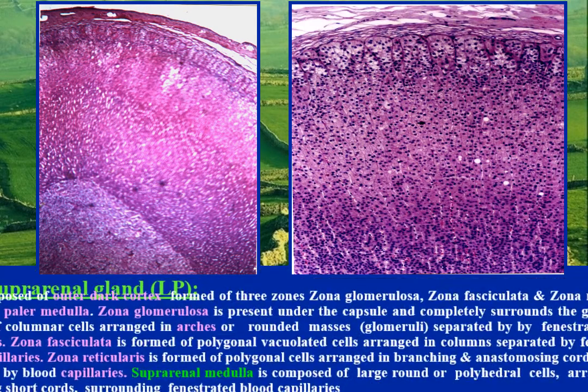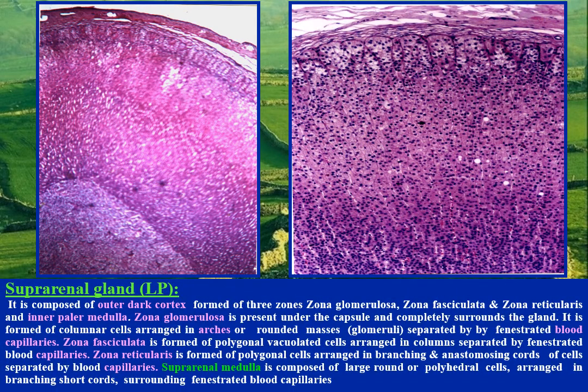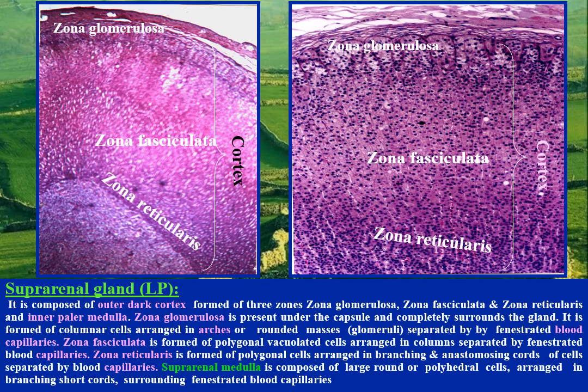Suprarenal gland, examined by different low power magnifications. It is composed of outer dark cortex formed of three zones, zona glomerulosa, zona fasciculata, and zona reticularis, and inner pale medulla. Zona glomerulosa is present under the capsule and completely surrounds the gland.